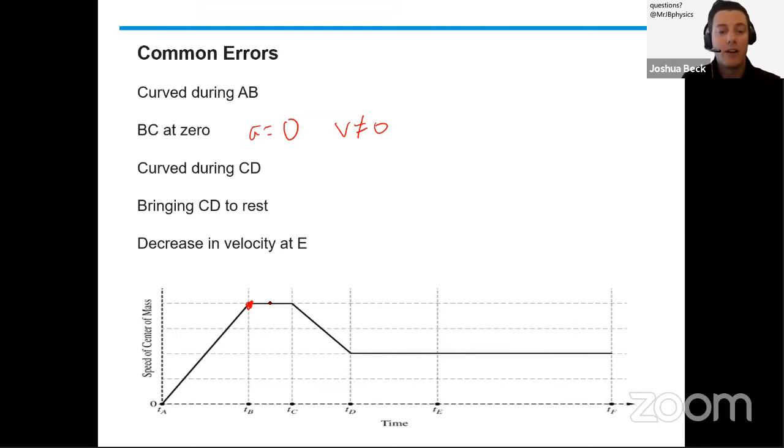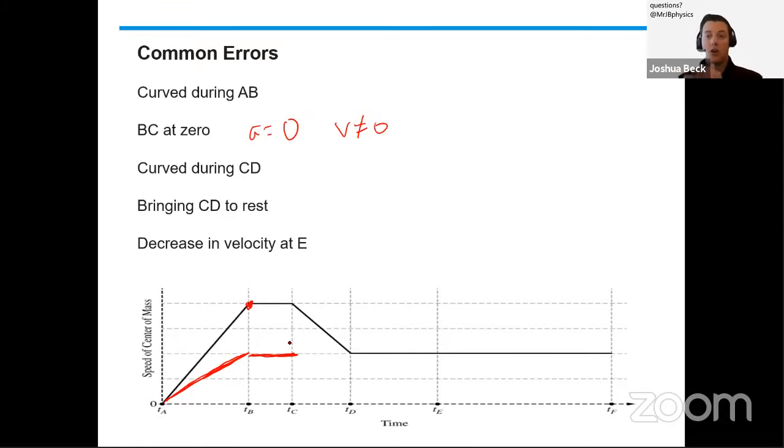Now, what if you only went to there for the first segment? That's fine. Then your next segment needs to be right there. It just needs to pick up wherever the other speed was. Now, a lot of people have a curve during CD. Curving during that CD increment is the same issue as curving AB. A curved graph would indicate a changing acceleration, which would require a varying or changing force.